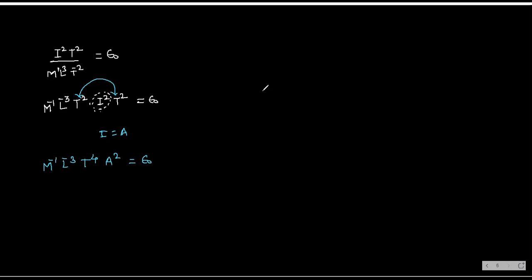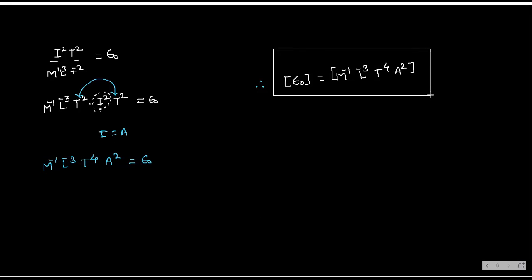Right? And therefore dimensions of epsilon naught, I am keeping in the square bracket, epsilon naught is equal to minus 1 in mass, minus 3 in length, okay, 4 in time, and 2 in current. If you get this option, you will get 4 marks. How many marks? 4 marks. How easy this is! Yes, right? So solve problems like these.